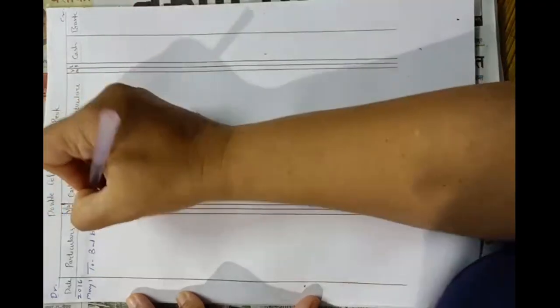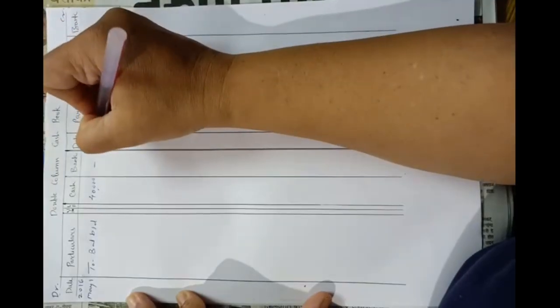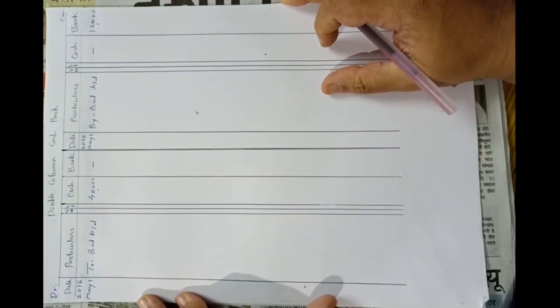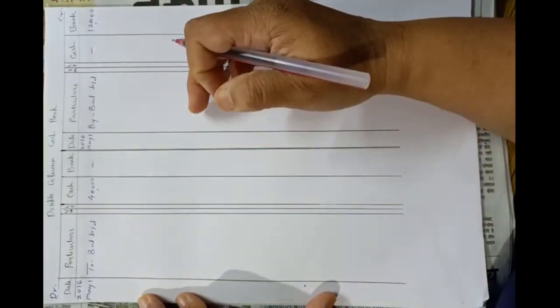So, to balance brought down, in cash column rupees 40,000 and dash in bank column, and for bank overdraft, by balance brought down, dash in cash column and 12,000 in bank column. As we have discussed before, bank has allowed overdraft facility, so it has negative balance.